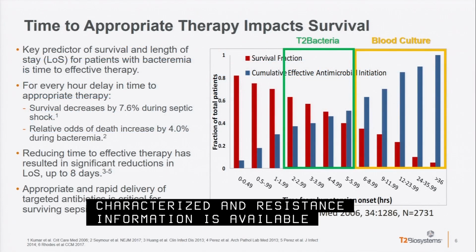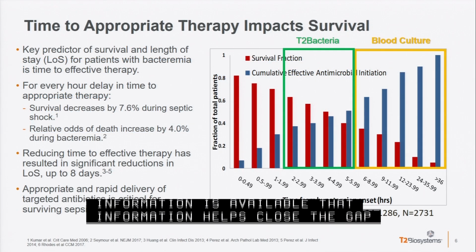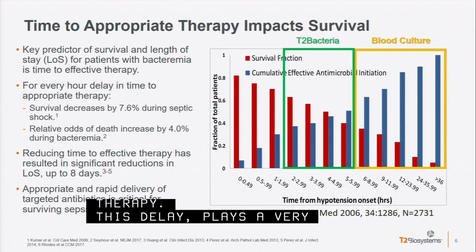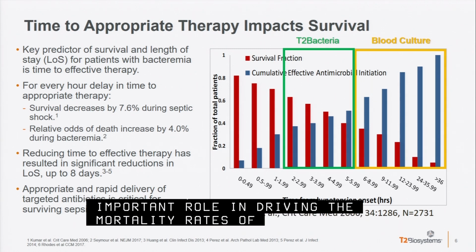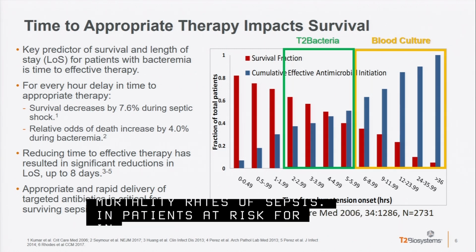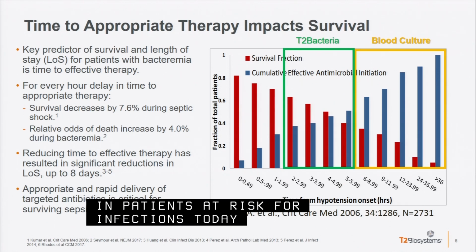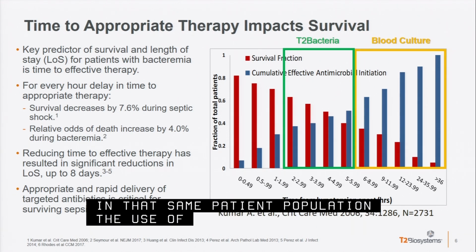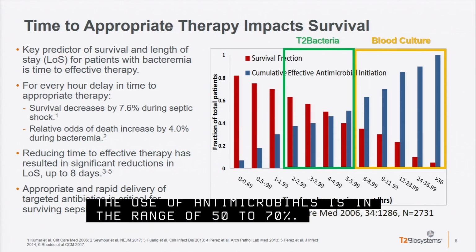So this delay that it takes to know if your patient is infected and then know what the patient is affected with plays a very important role in driving the mortality rates of sepsis. One of the striking things is that in the patients that are at risk for bloodstream infections today, you have a blood culture positivity rate of about 10%. However, in that same patient population, the use of antimicrobials is in the range of 50 to 70%. And this is because everyone knows that getting a patient on effective therapy is very critical for their survival.